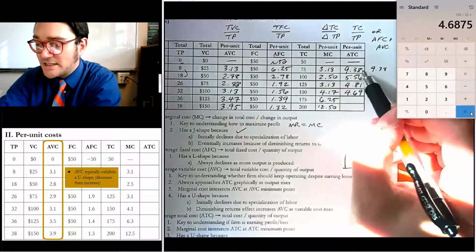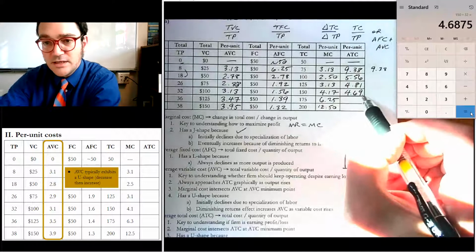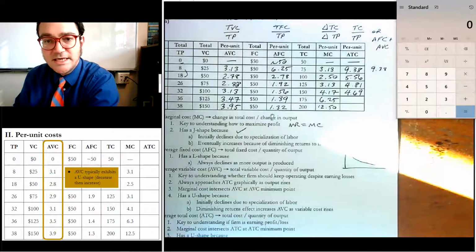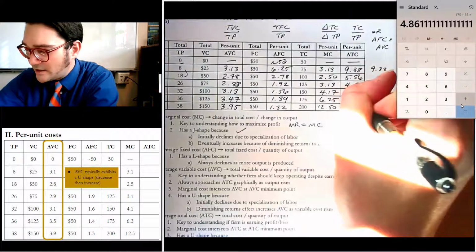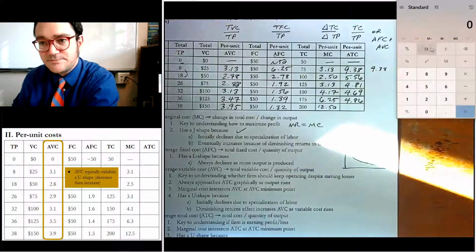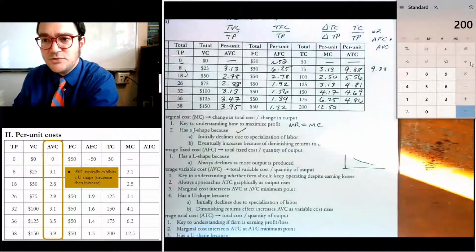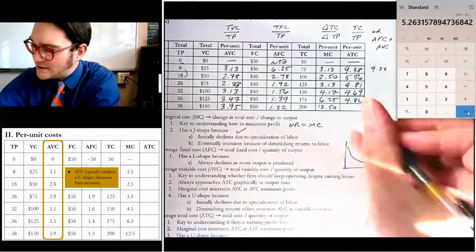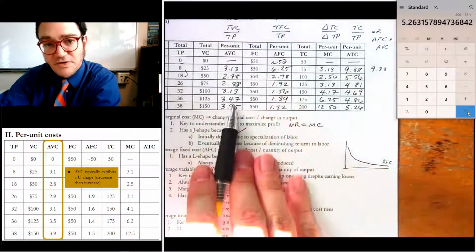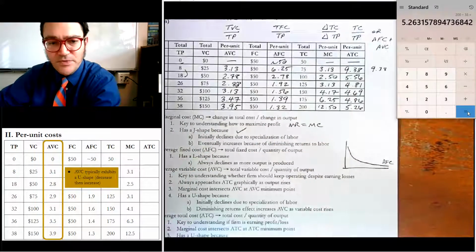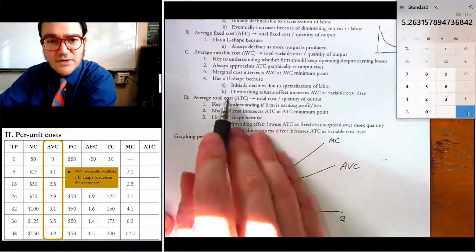And what do we notice? We notice that ATC is coming down. And then let's see what happens to this ATC value. Well, we've got 175 divided by 36, 486. Now it's starting to come back up again, 486. And then we'll do the last one, 200 divided by 38 is 526. And so we find it behaves similarly to the AVC. It's going to come down, come back up again. And so let's take a look here at what we have.